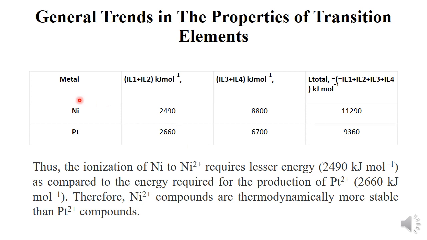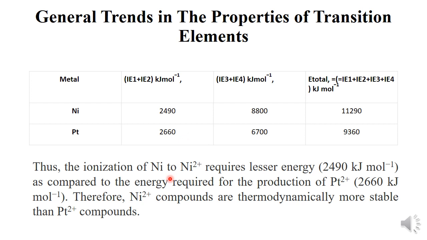So considering the case of nickel and platinum, in the case of nickel, the sum of the first ionization enthalpy and the second ionization enthalpy is 2490 kilojoule per mole. That is, if we want to convert nickel to nickel 2+ ions, it requires this much energy. Whereas if we want to convert platinum to platinum 2+ ions, it requires 2660 kilojoule per mole. And it is clear from this that the ionization of nickel to nickel 2+ requires less energy as compared to the energy required for the production of platinum 2+ ions. So in the case of nickel, this energy is lesser as compared to platinum.